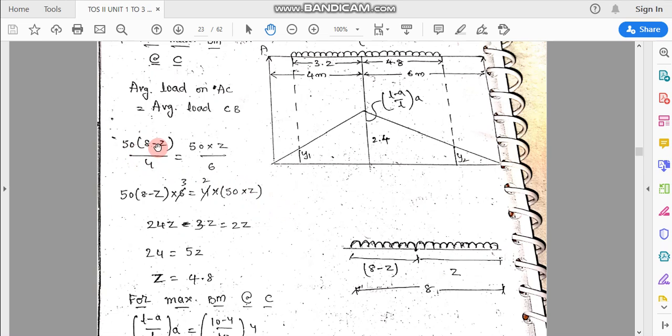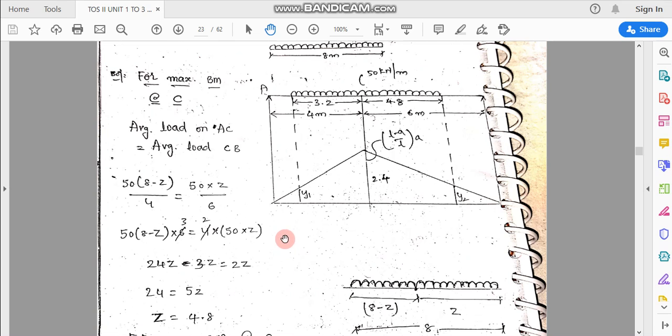So 50 into 8 minus Z, this is the portion which will be going on AC, and this is the portion which will be going on BC. So 50 into 8 minus Z by 4, where 4 is the span of AC, should be equal to 50 into Z by 6. You simplify this and you will get the value of Z as 4.8 meters.